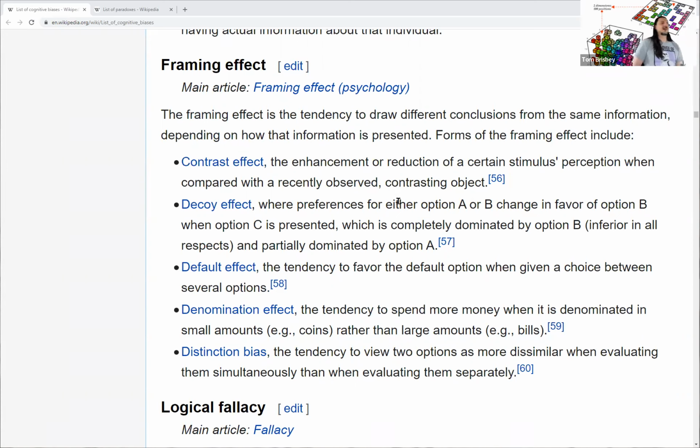The default effect, the tendency to favor the default option when given the choice between several options. Yeah. You know what? I like the default effect, mostly because it's what happens when you didn't mess around with it. So the default effect is good when you haven't done anything yet. You need a baseline measurement. You need to measure what this thing is without you. So yes, don't change the default settings, but don't stop there. Like that is step one.